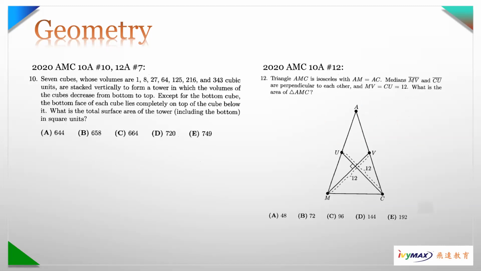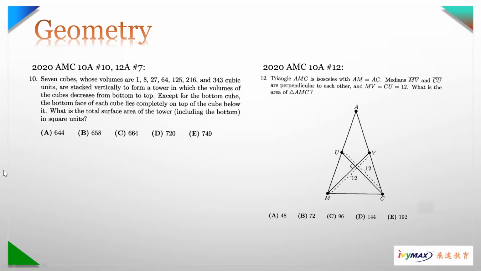All right. Next question. It's also a question in common between 10A and 12A. We have 7 cubes, and each one of them has a volume of 1, 8, 27. So you can find that we have 1, 2, 3, 4, 5, 6, 7, seven cubes, and the edge lengths should be 1, 2, 3, 4, all the way to 7, right? And they are stacked vertically.